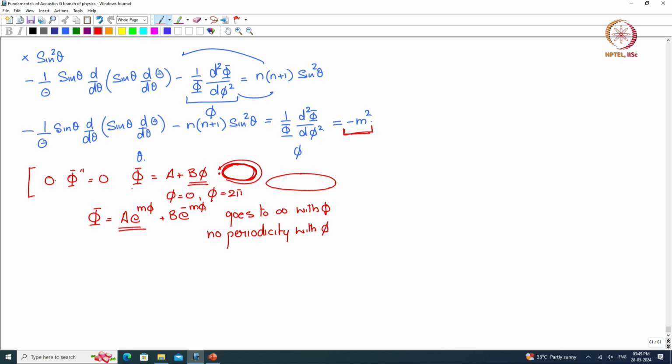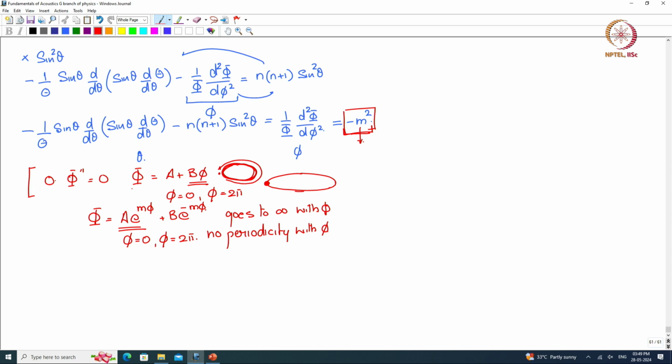Because it is the azimuthal angle which goes from 0 to 2 pi. When you come back to the same point after a 2 pi rotation, the value has to be the same. This will not happen over here at phi equal to 0 starting point, phi equal to twice pi ending point. So that is why a positive value is also not allowed. So this side, it has to be a negative real number and m has to be an integer.